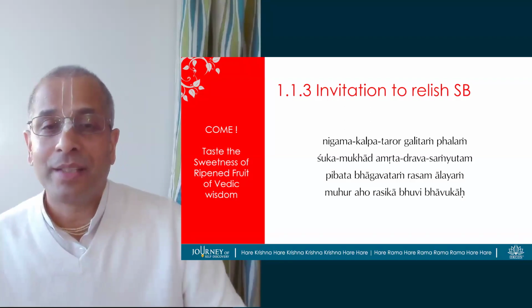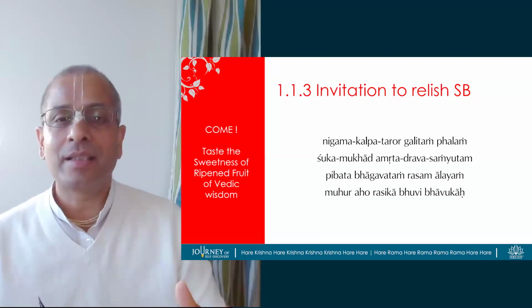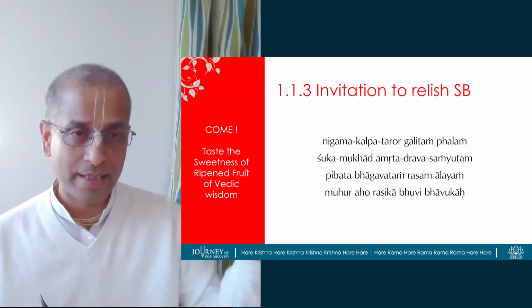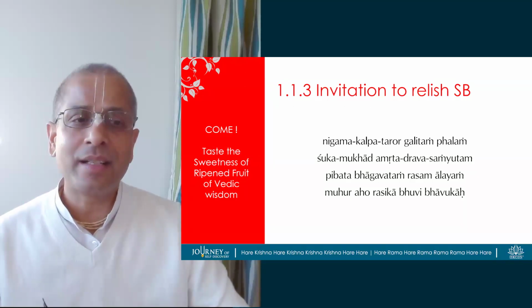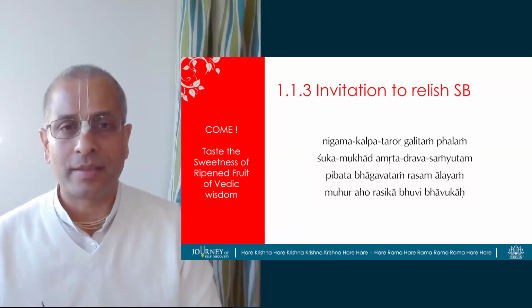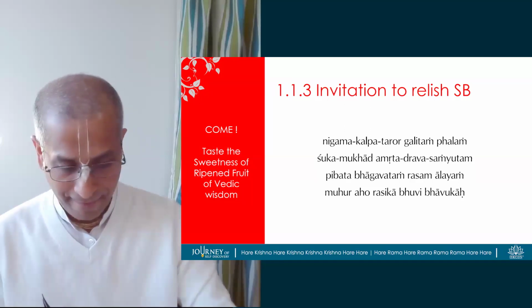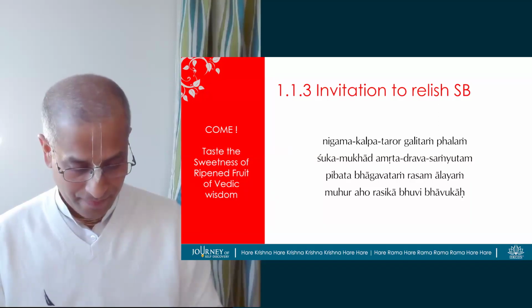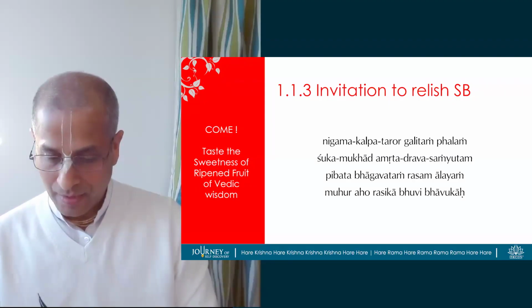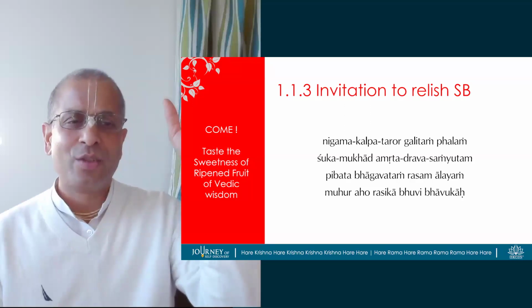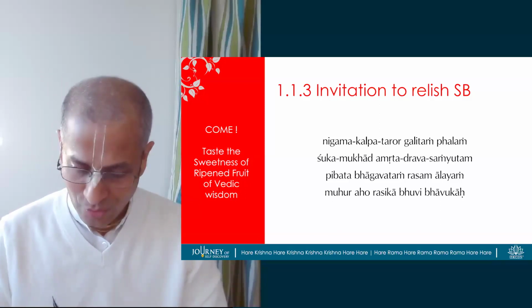And this verse is specifically talking about Nigama Kalpa Taror Galitam Phalam. Nigama means Vedic knowledge, and it is compared to Kalpataru. Kalpataru means desire tree. So Vedas are like a desire tree. Why is it a desire tree? Because it gives all that is knowable for us. So Srila Prabhupada mentions in the purport, on page 58, he says that it covers all knowledge: social, political, religious, economic, military, medicinal, chemical, physical, metaphysical, so many things that it mentions.